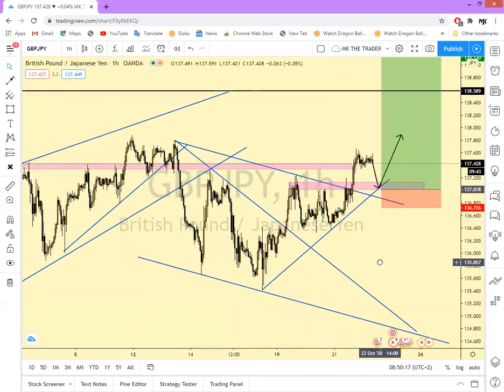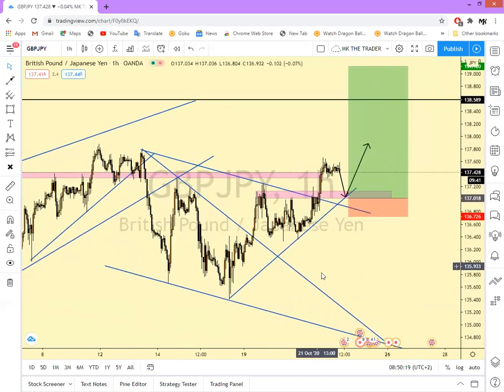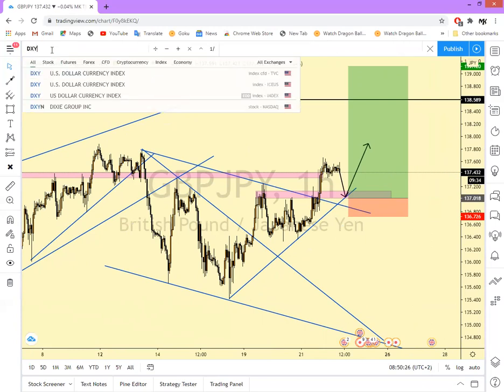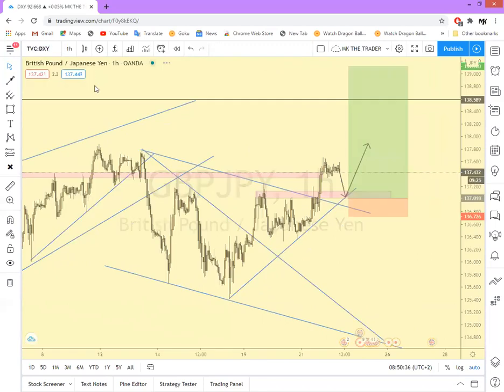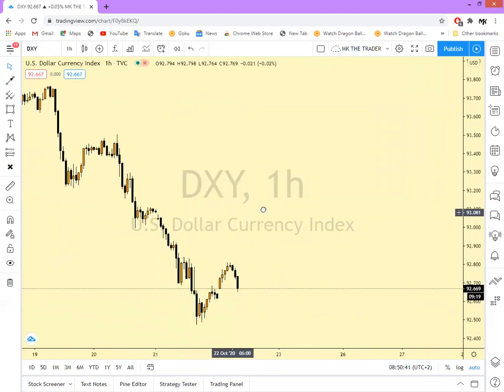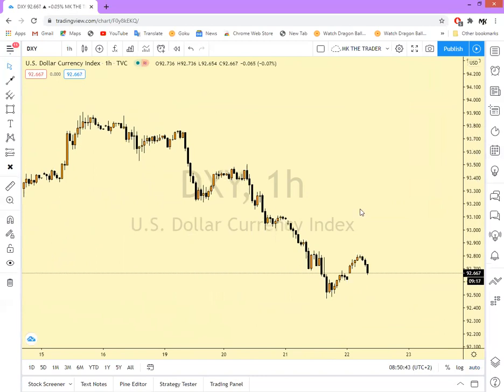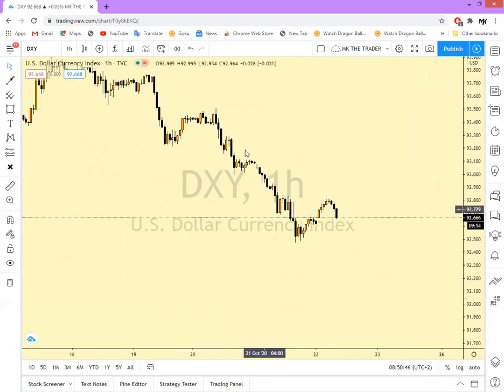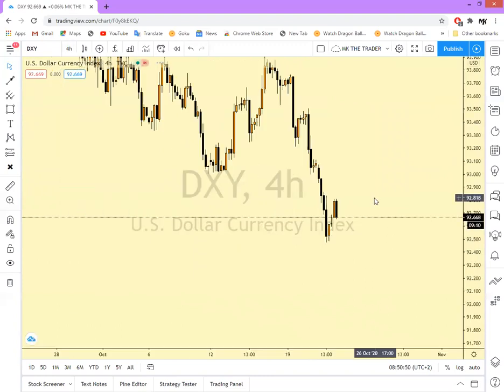So yeah, there's nothing much on this thing, guys. So this is it. US dollar index. Right, let me check on this one.